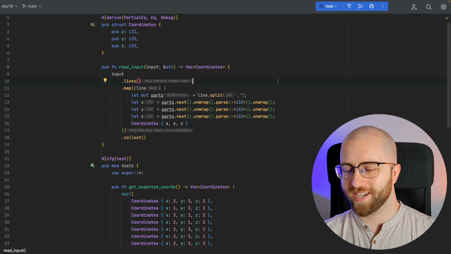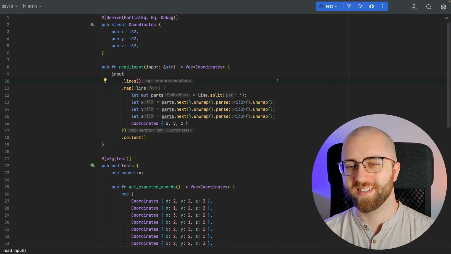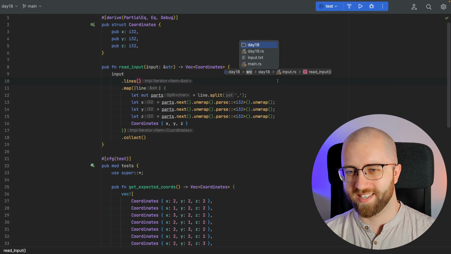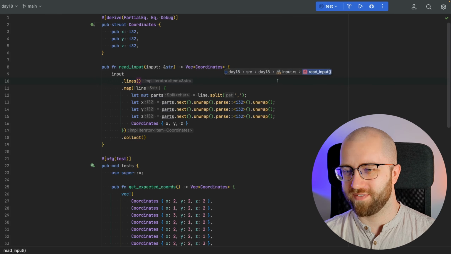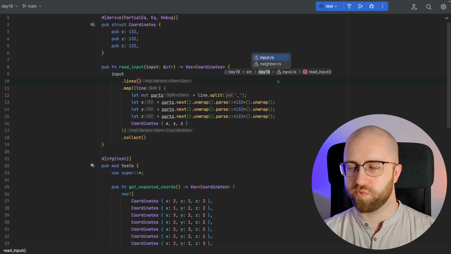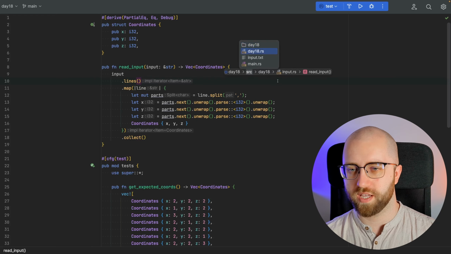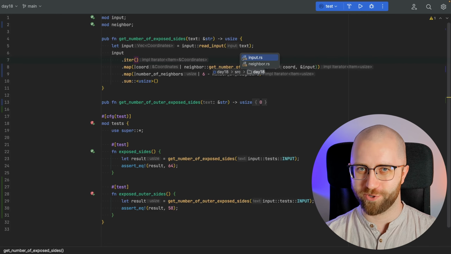I discovered a nice way of navigating files, so take a look at that. We can go through the files in this sort of breadcrumbs kind of thing. We can navigate through here. Let's start with input module.